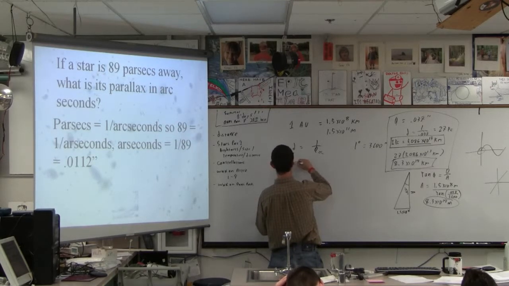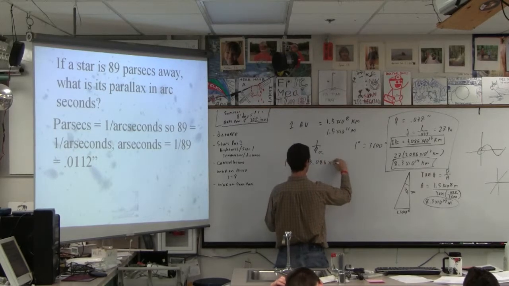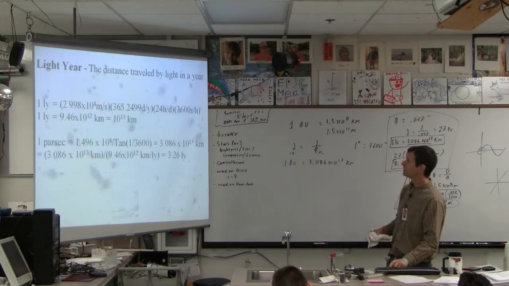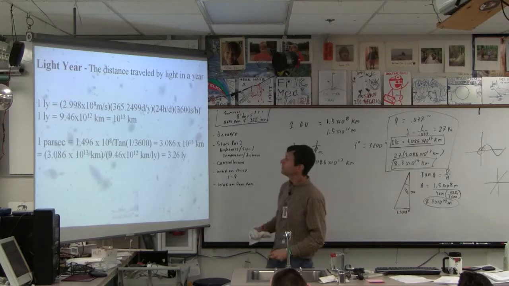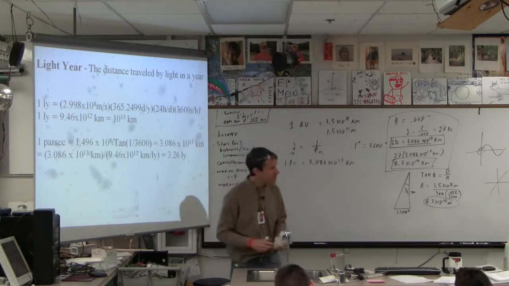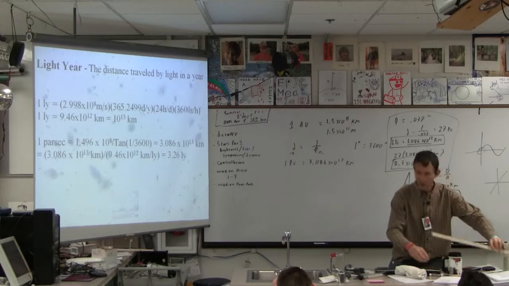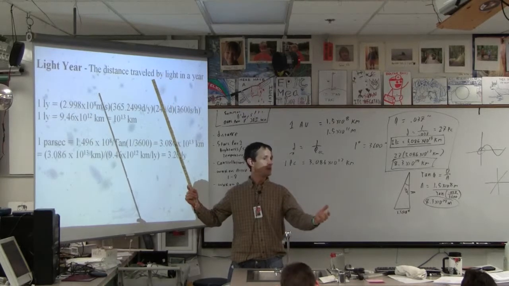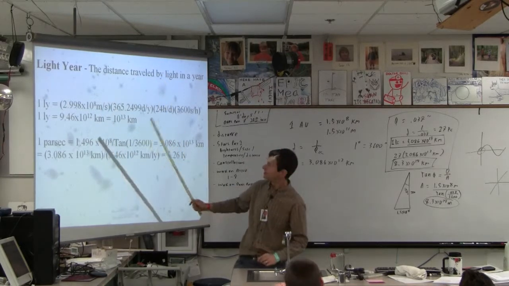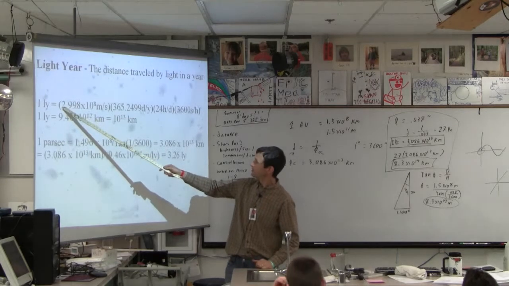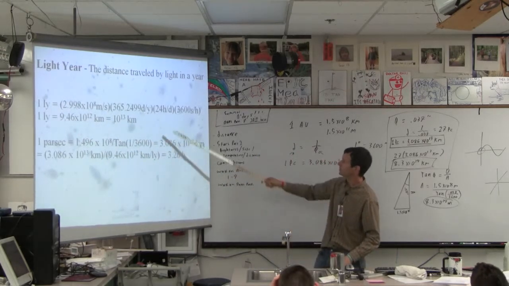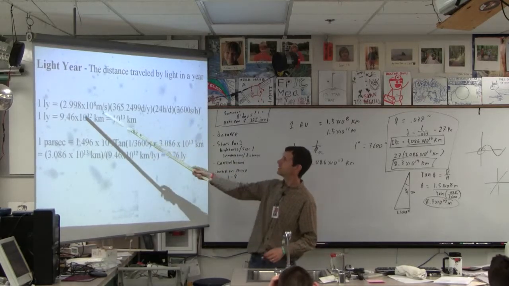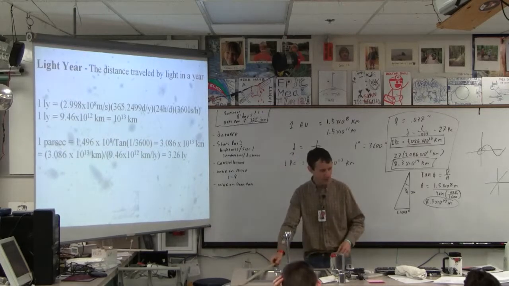1 parsec is 3.086 times 10 to the 13th kilometers. Now we need to get to light years. A light year is the distance that light travels in a year. We are only 8 light minutes from the sun, so we're seeing the sun as it was 8 minutes ago. You take the speed of light, days in a year, a little more than 365, 24 hours a day, 3,600 seconds per hour, and you get about 9.46 times 10 to the 12th kilometers.